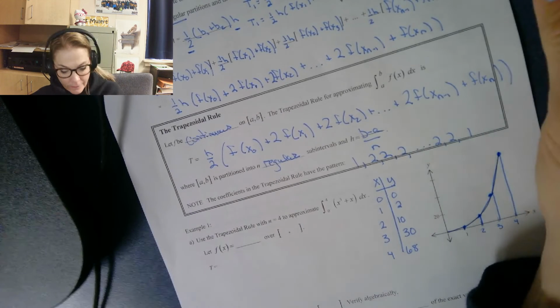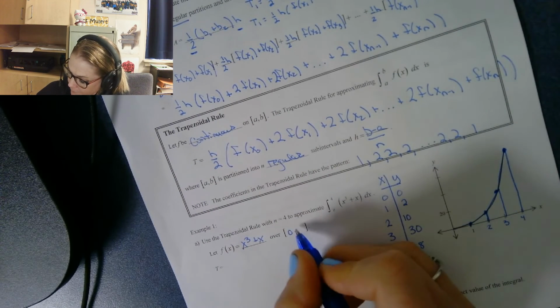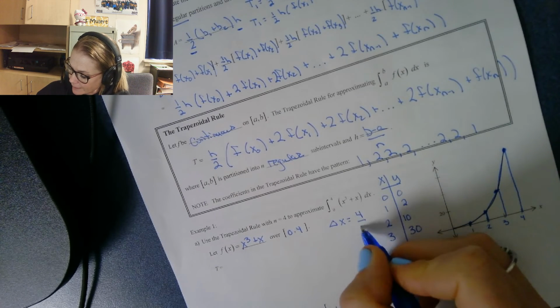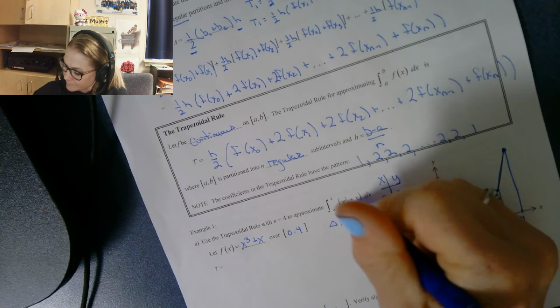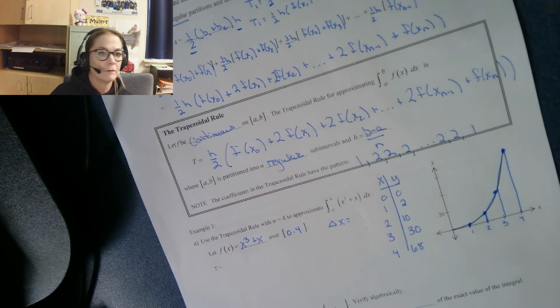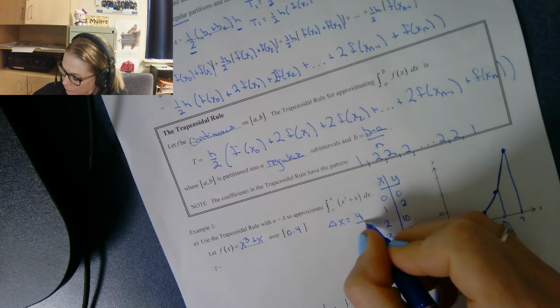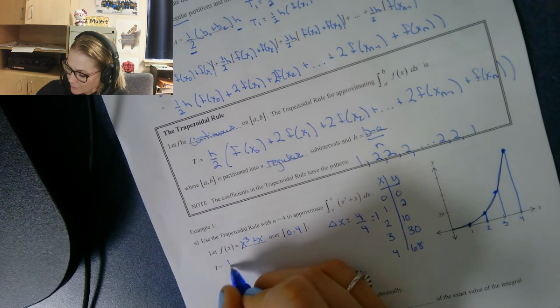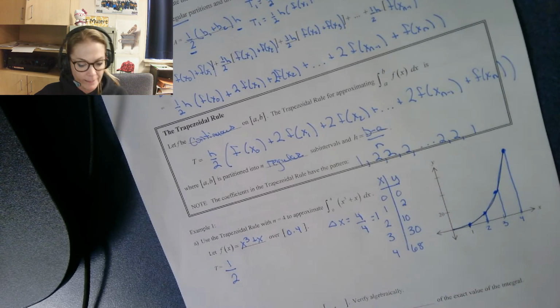Okay, so we have the function from 0 to 4. Delta x is going to be 4 over n. I guess I could have kept 4 over n, but we know n is 4 of these. Delta x is 1. So I'm going to factor 1 out. That's your height. Each one of these has a height of 1. And then times 1/2.